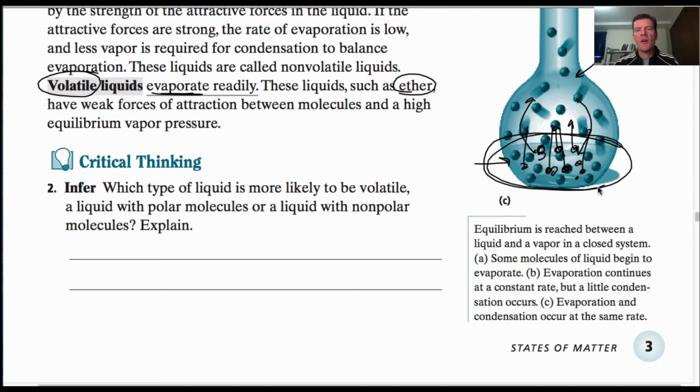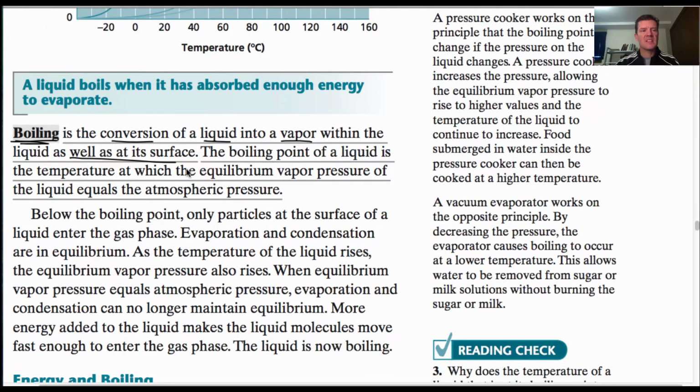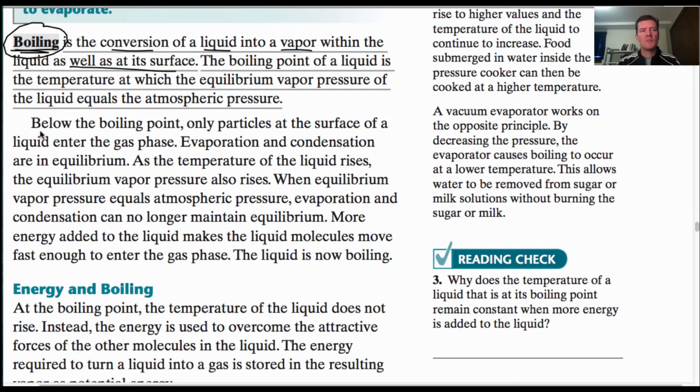And that's because all the particles, not just the ones on the surface. Before, when we talked about evaporation, it was just those on the surface that had enough energy to escape. Now all the particles have enough energy to escape, even the ones down here at the bottom, and they begin to turn into a gas and they begin to bubble out. Okay? That's boiling. Every liquid has its unique boiling point. You need to know that. So below the boiling point, only the particles at the surface have enough energy to go from liquid to gas. All right?